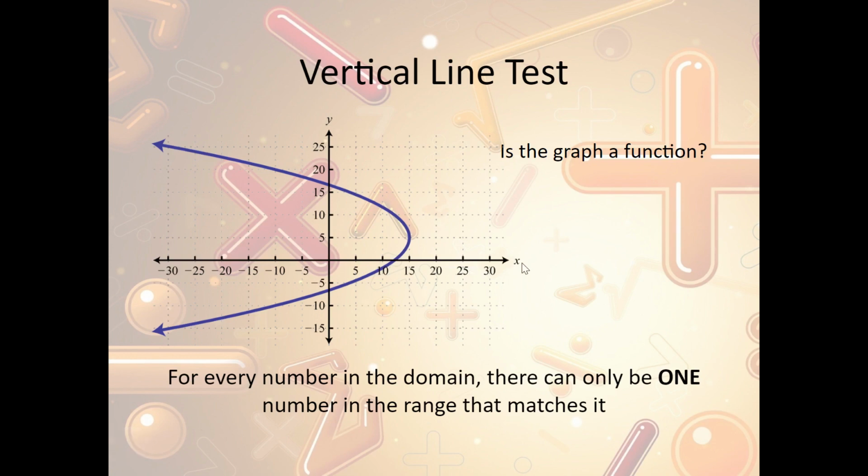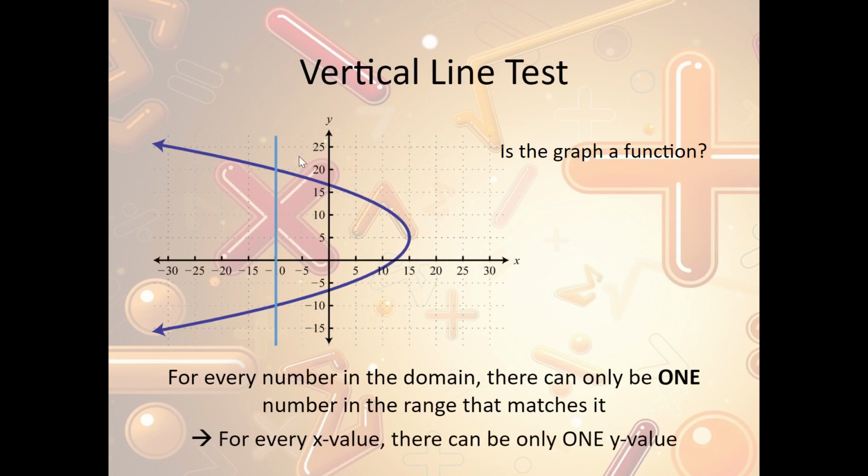Now the easy way to check this is what we call the vertical line test. I can draw a line anywhere on the graph, and if it touches the graph in two places or more than one place, then it is not a function. So I can see here, I drew my line in and it touches there and there. So when x is -10, this is not a function.